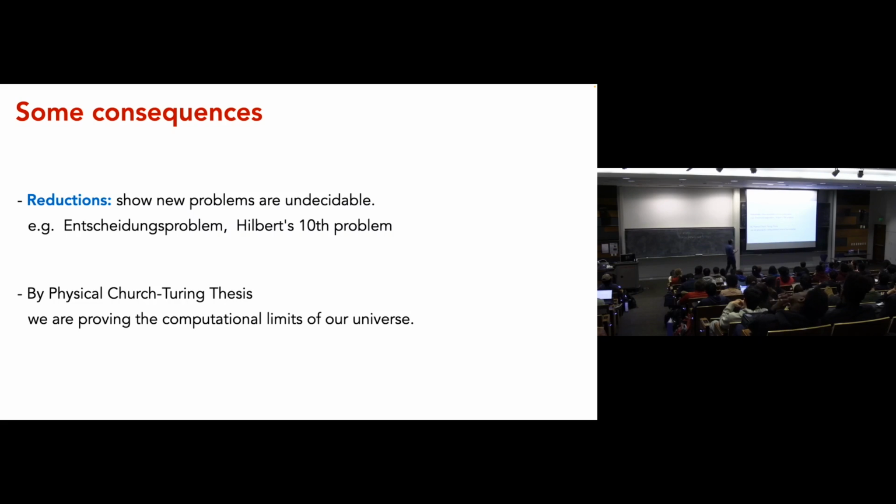And then, by the physical Church-Turing thesis, once we show that a problem is undecidable, it is undecidable in this universe. Right? There's no mechanical process you can cook up in this universe using the laws of physics that we have to solve these kinds of problems. So it's really proving the computational limits of our universe when you prove limits of computation like this.